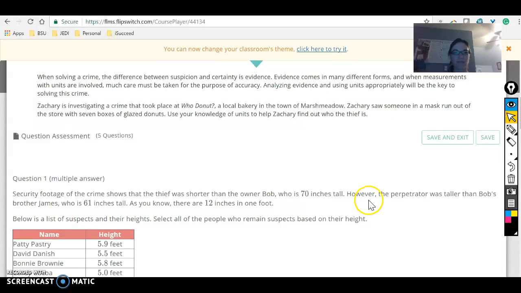Okay, when solving a crime, the difference between suspicion and certainty is evidence. Evidence comes in many different forms, and when measurements with units are involved, much care must be taken for the purpose of accuracy. Analyzing evidence and using units appropriately will be the key to solving this crime. Zachary is investigating a crime that took place at Who Donut, or Who Done It, a local bakery in the town of Marsh Meadow. Zachary saw someone in a mask run out of the store with 7 boxes of glazed donuts. Use your knowledge of units to help Zachary find out who the thief is.